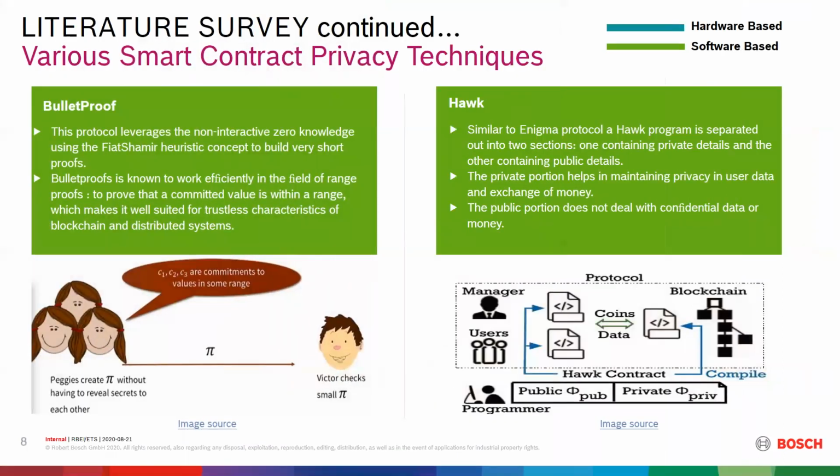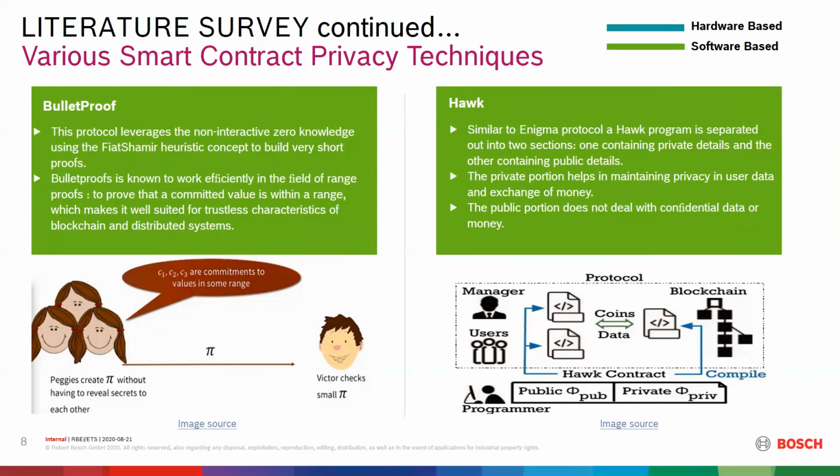The third framework that we have chosen is Bulletproof, which is a protocol that leverages non-interactive zero knowledge using the Fiat-Shamir heuristic concept to build very short proofs. It is also known to work efficiently in the field of range proofs. It means that it can be used to prove that a committed value is within a range.